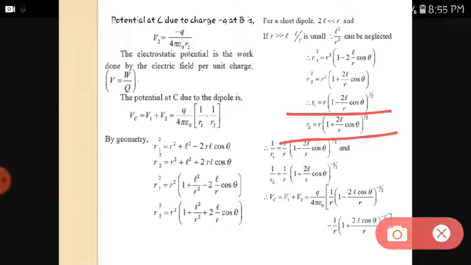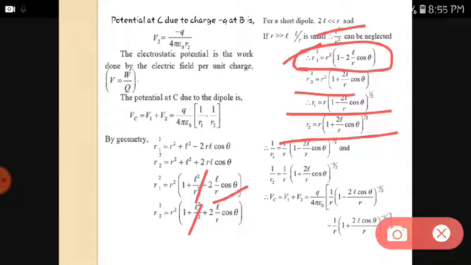The another extra term is, as it is a short dipole, 2L is very less than R and L by R is small, so L square by R square will be very small. So we are going to neglect this, both the terms. So we are getting only two terms. R1 square is nothing but R square into bracket 1 minus this term and this. Now this will be easier to find out the square root. It will be R and square root of this, R2 and square root of the bracket.